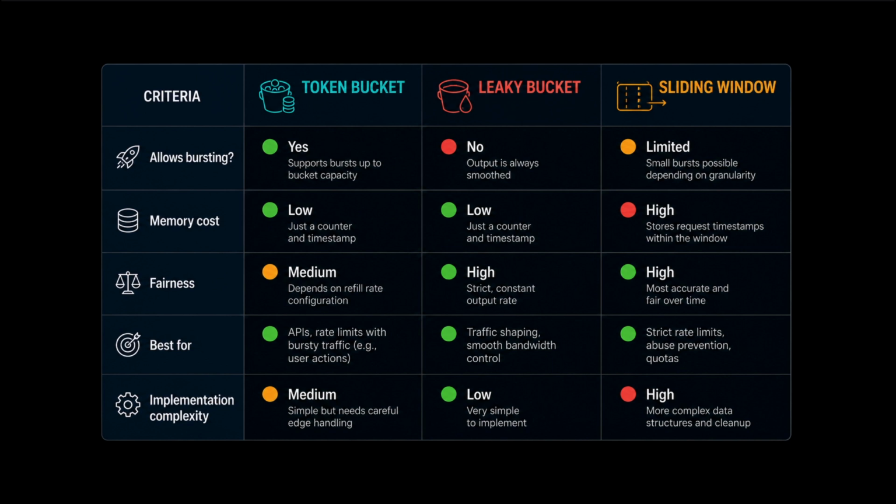Sliding window is most precise. There are no boundary exploits, but it costs more memory since you track individual request timestamps. Great for user facing rate limits where fairness really matters. So none of this is universally better. You pick based on your constraints.